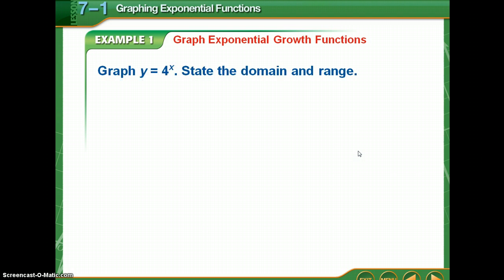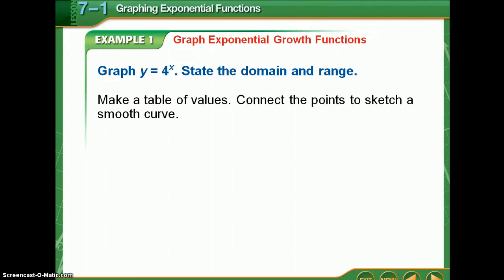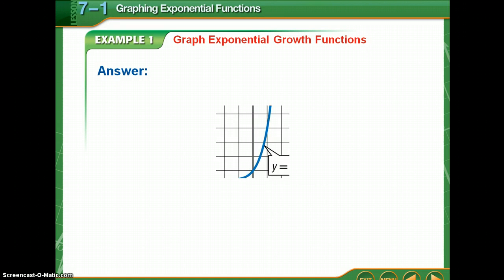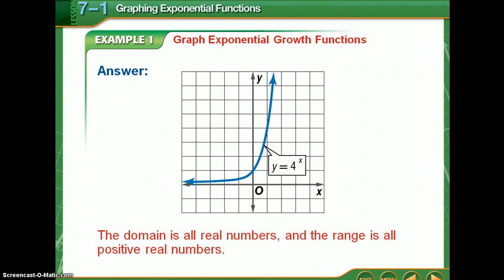Now we're going to graph y is equal to 4 to the x. We'll begin by making a table of values. Notice we've got 2 negative, 0, and 2 positive values, and then we simply connect the points to sketch a smooth curve. So the domain is all real numbers, and the range is all positive real numbers.